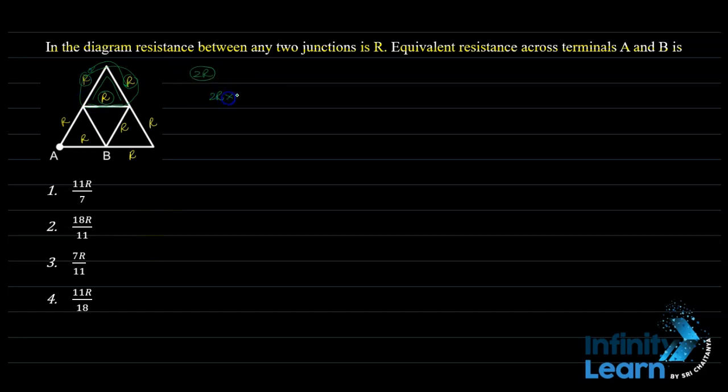So the equivalent resistance of the upper triangular shape will be 2R into R divided by 2R plus R. So this will become 2R square divided by 3R. R will be cancelled, so 2 by 3R. So each triangular shape, that is this triangular shape, has equivalent resistance of 2R by 3. Similarly, this R and this R are in series, and this R is in parallel to them. So this triangular shape will have equivalent resistance 2R by 3.